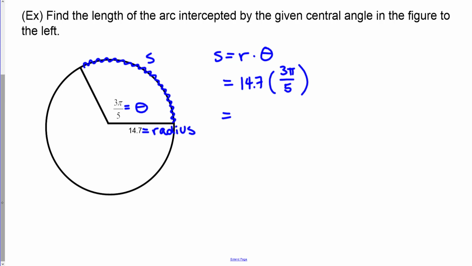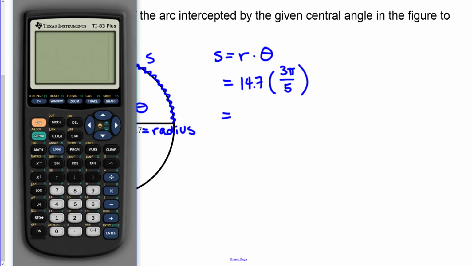And since we have a decimal value in the calculation, I'm going to just give a decimal answer rather than answering in terms of pi. So we'll get the calculator out, and we'll calculate 14.7 times 3 pi over 5. So 27.7 is what I'll answer with. And that's going to be the length of the arc that's intercepted.